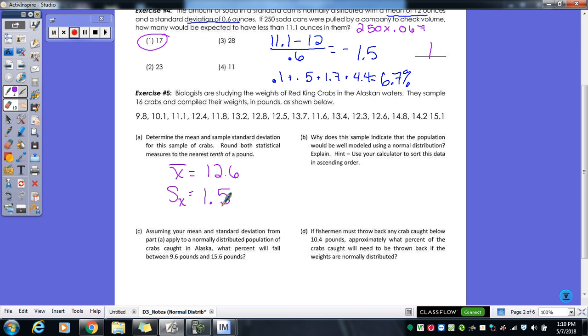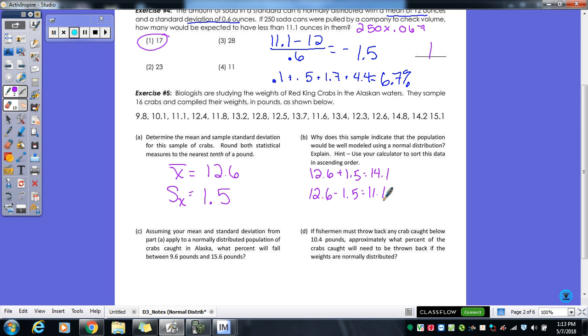So part B, they want to know, why does this sample indicate that the population would be well modeled using a normal distribution? We need to explain. So let's figure out what one standard deviation above and below would be. So let's add 1.5 and subtract 1.5. If I add 1.5, what do we get? You get 14.1. If I subtract 1.5, 11.1.